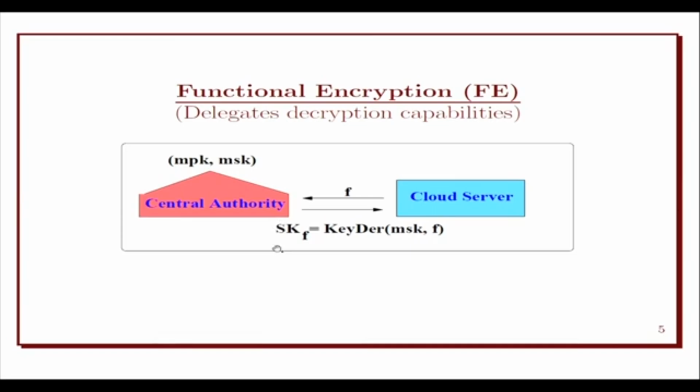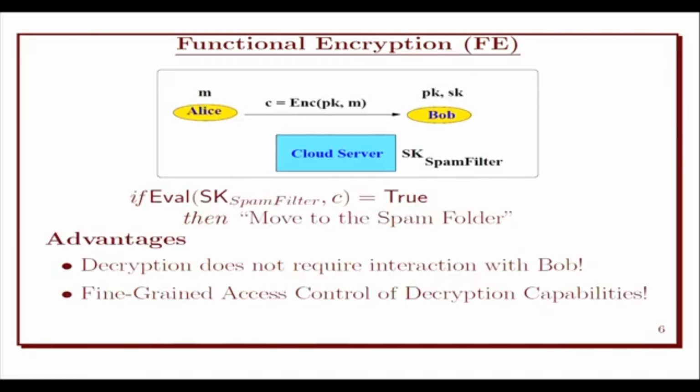So, if we have the ciphertext and we use this secret key to decrypt it, that will give us that functionality information, and this is usually done by the cloud server. So, here the involvement of Bob is not required. We will take some examples of this functional encryption.